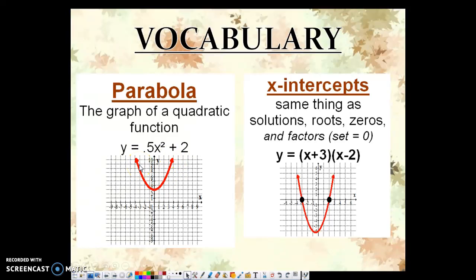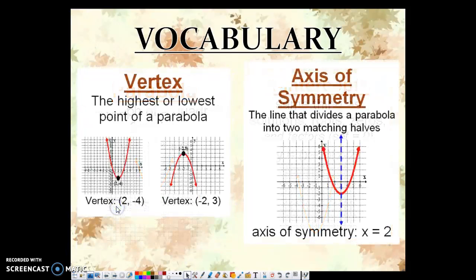The x-intercept is where the lines cross through the x-axis. It's also called solutions, roots, and zeros. That's very important for you to remember. Always know the different names for the x-intercepts. The vertex. Remember, the vertex is that very lowest point or the very highest point, depending on whether it's a maximum or minimum. It's that whole point, the x and the y.